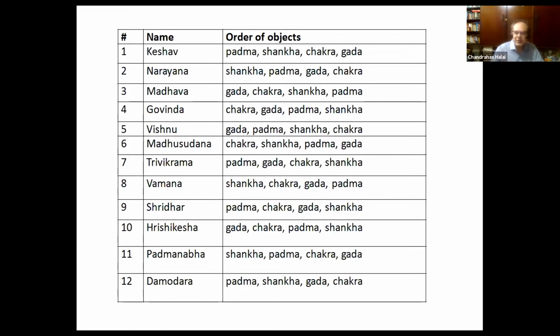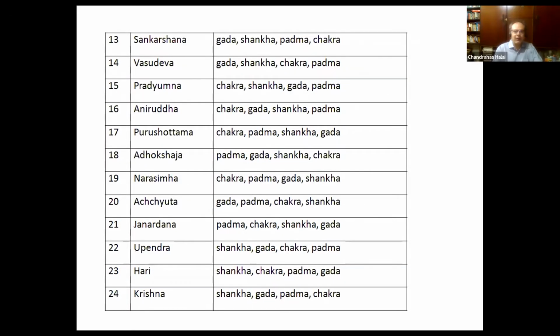So these are the names: Keshav, Narayan, Madhav, Govind, Vishnu, Madhusudan, Trivikram, Vaman, Sridhar, Rishikesh, Padmanabh, Damodar, Vasudev, Sankarshan, Vasudev, Pradyumna, Anirudh, Purushottam, Adhokshaja, Narsimha, Achyut, Janardhan, Upendra, Hari, and Krishna.